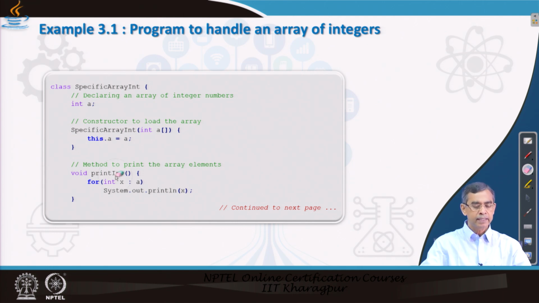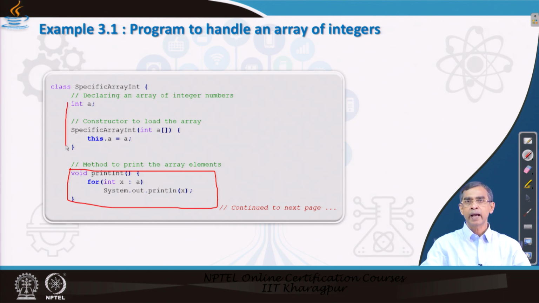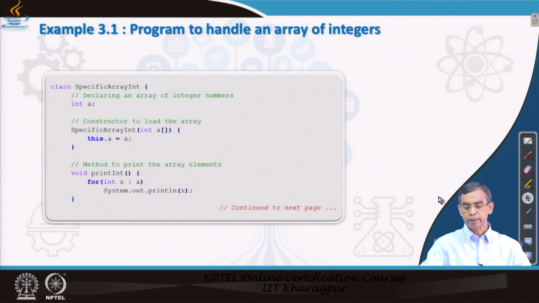Then there is another method, the print method, which basically prints the whole array. So, here is the declaration of an array of elements and its initialization, and this is the printing. Then our next task is to reverse the ordering of elements. This method is shown here in the slide.